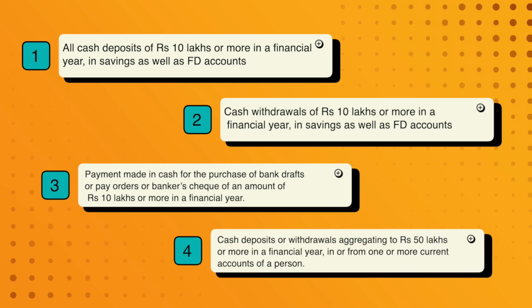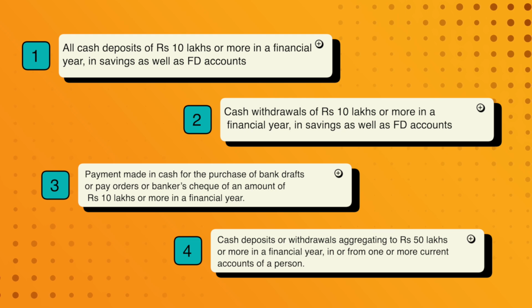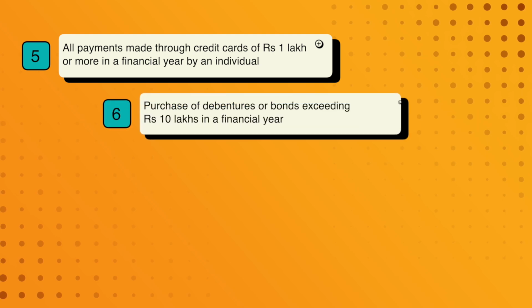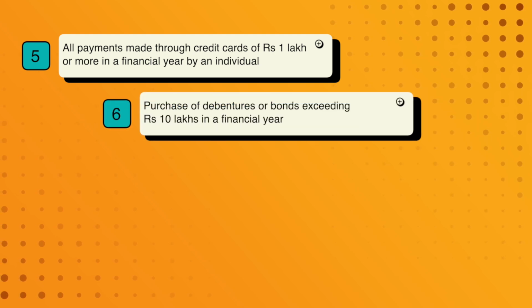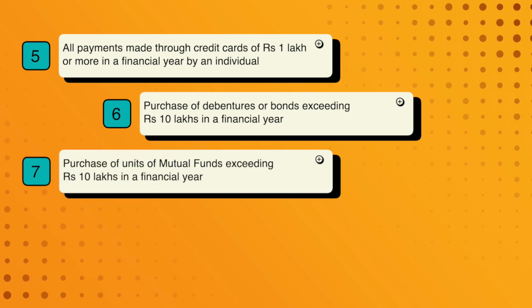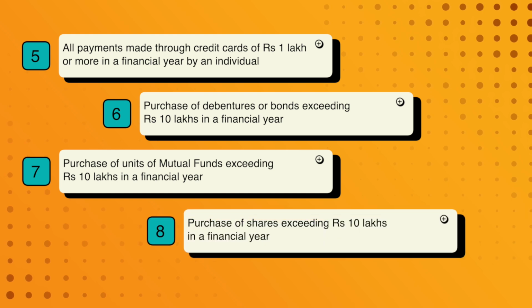Cash deposits or withdrawals aggregating to Rs 50 lakhs or more in a financial year in or from one or more current accounts of a person. All payments made through credit cards of Rs 1 lakh or more in a financial year by an individual. Purchases of debentures or bonds exceeding Rs 10 lakhs in a financial year. Purchase of units of mutual funds exceeding Rs 10 lakhs in a financial year. Purchase of shares exceeding Rs 10 lakhs in a financial year.